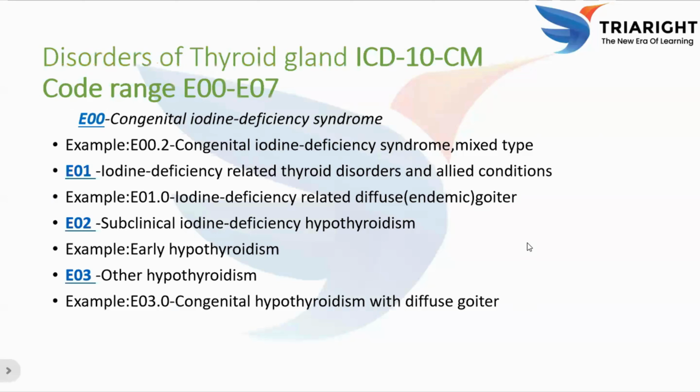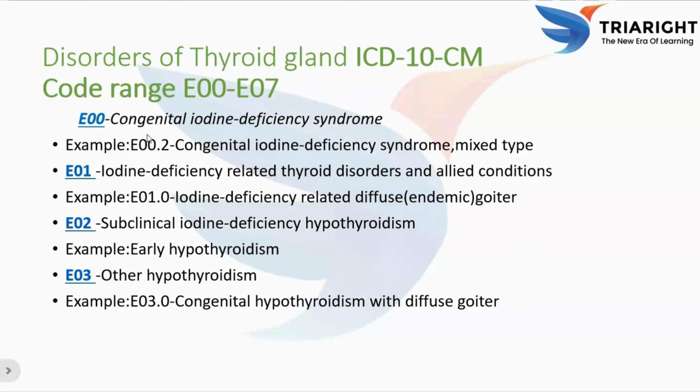So now let's go into a brief discussion about the code ranges. First, the disorders of the thyroid gland, code range E00 to E07. The first code is E00. What is it? Congenital iodine deficiency syndrome.